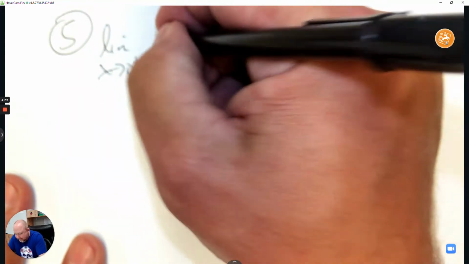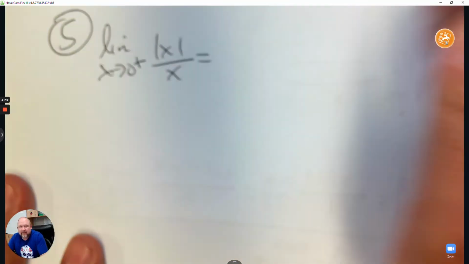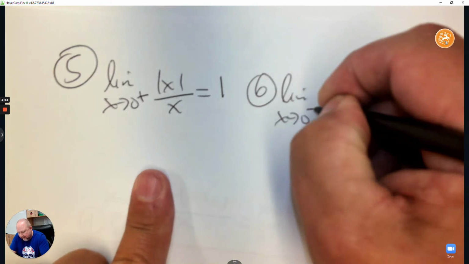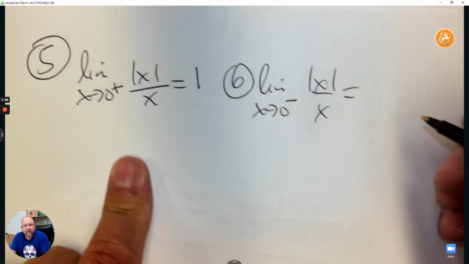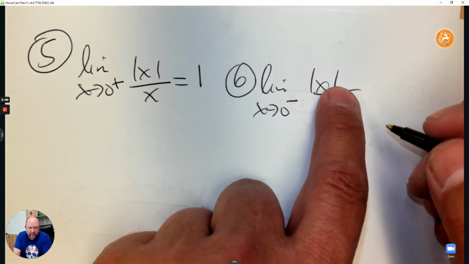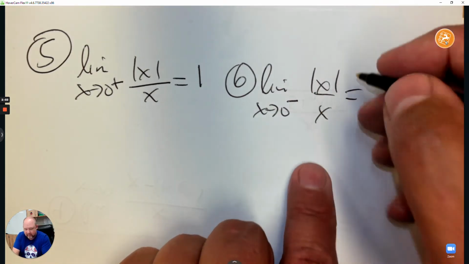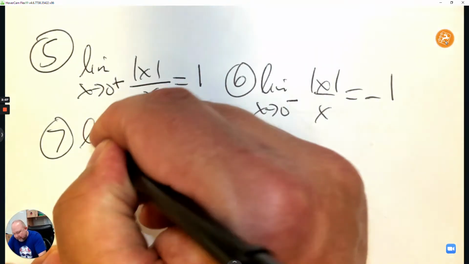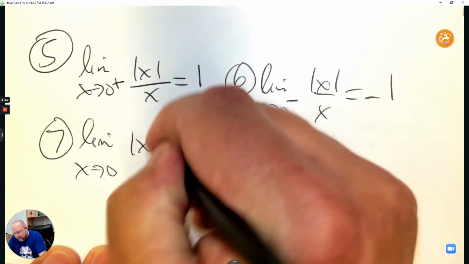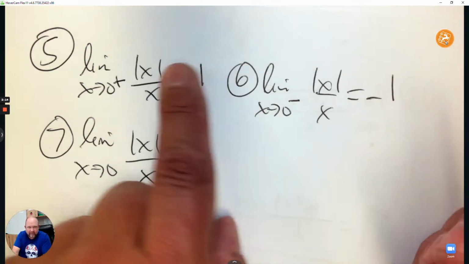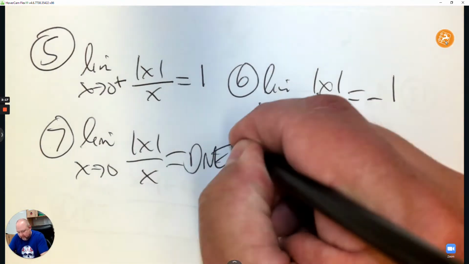So what's the value of the limit from the right? Pick any number bigger than 0, and the answer is always going to be positive 1. If you pick from the other side, if you evaluate any number smaller than 0, like negative 1, the absolute value of negative 1 is 1 divided by negative 1. So one answer is positive 1, the other answer is negative 1. So exactly at 0 then, the limit doesn't exist because the right says 1, the left says negative 1. They don't agree, so the limit doesn't exist at 0.